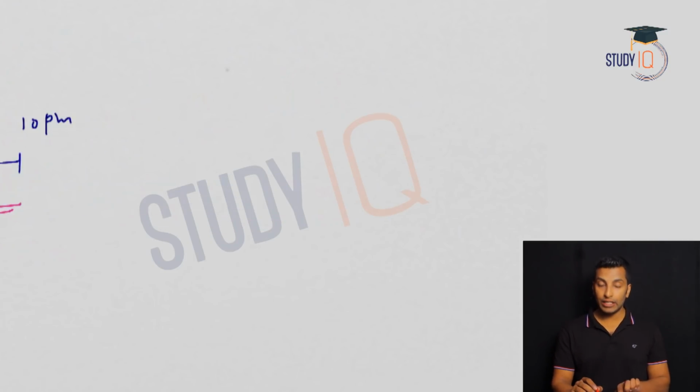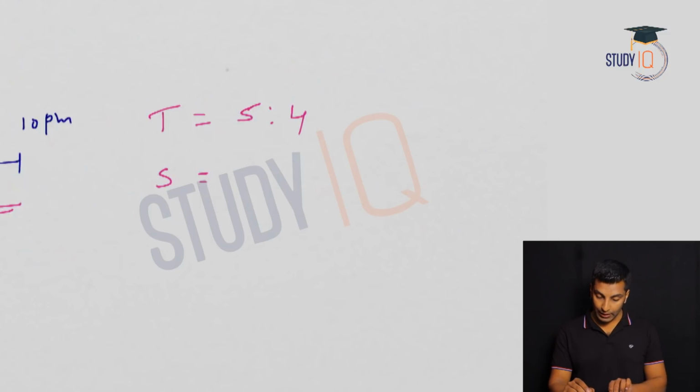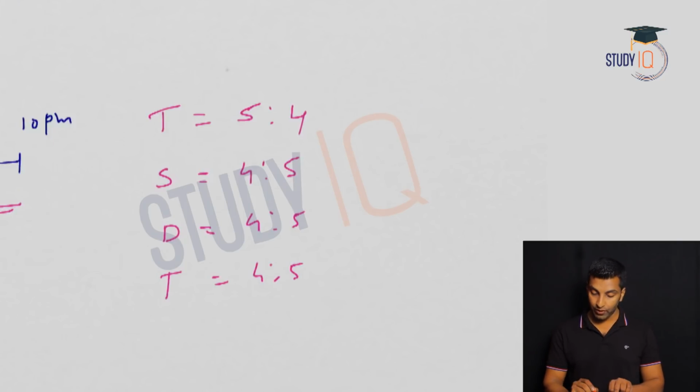Now, if you look at the ratio which is given, the time ratio is given as 5:4. So we can get the speed ratio as 4:5 because the distance is constant, and we can get the distance ratio as 4:5. The step we have already done, and we can convert the time ratio to 4:5. Okay, so we have seen how you are doing this conversion.